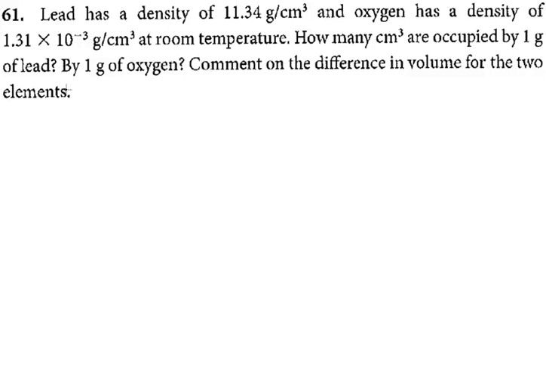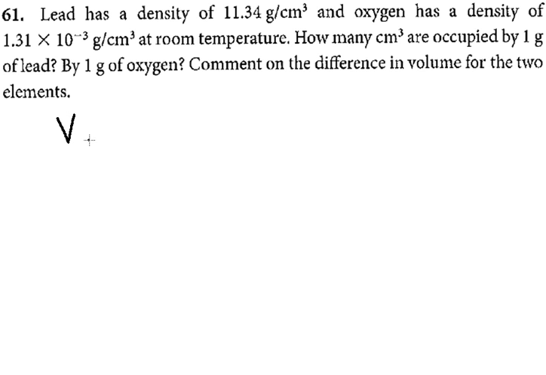All right, problem number 61 deals with comparing the volume of 1 gram of two different substances. We've got lead, a very dense metal, and oxygen, which is a gas, which is by its nature not very dense at all. So for this, we're given the density of lead and the density of oxygen, and we're going to compare their volumes for 1 gram. So we're given a mass for both of them.